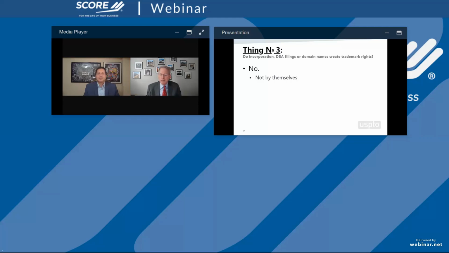It might help you if you ever get into a challenge by somebody as to who did what first. That's useful, but it doesn't get there. So don't ever think that by doing those things you have gotten any protection for a trademark at all. I've seen a lot of very disappointed clients over the years when you had to tell them that news.